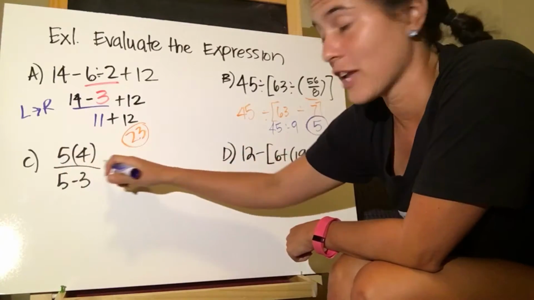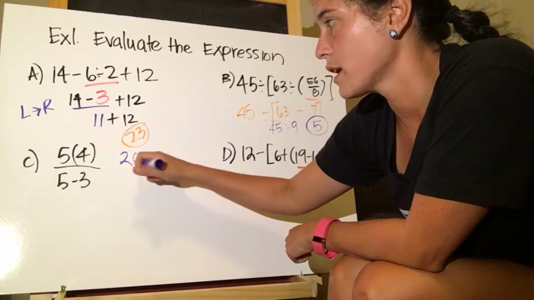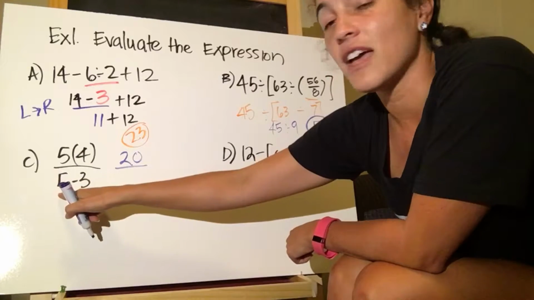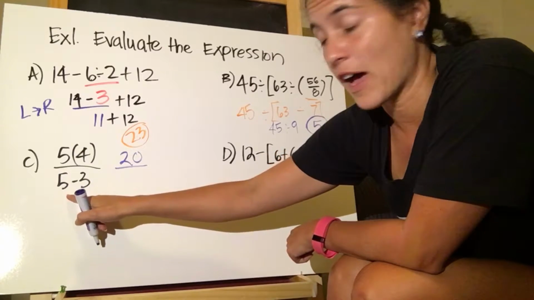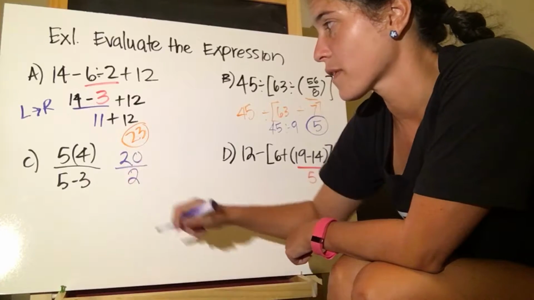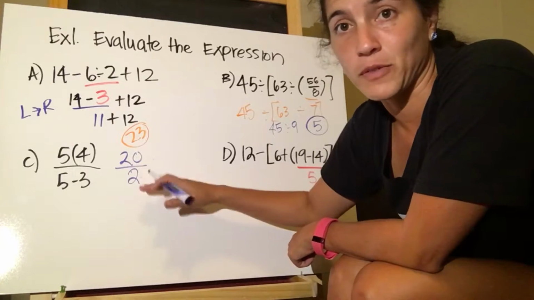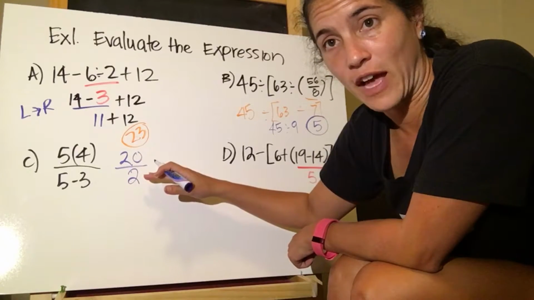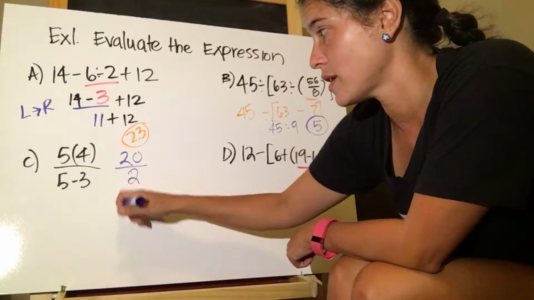Let's do the multiplication first. 5 times 4 is 20. And then I can simplify the bottom. 5 minus 3 is 2. Now I have an improper fraction, but I can divide to simplify, and so I get 20 divided by 2 is 10.